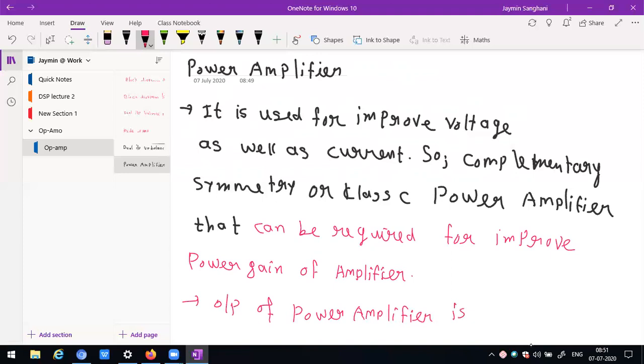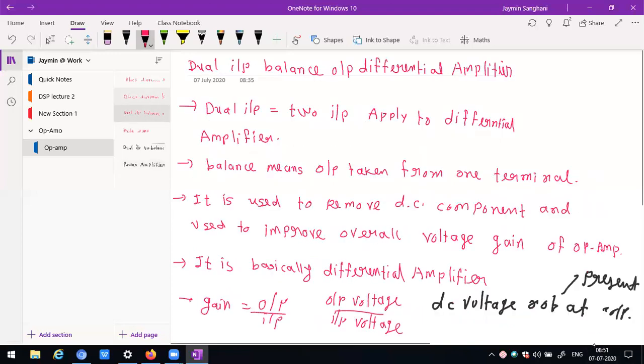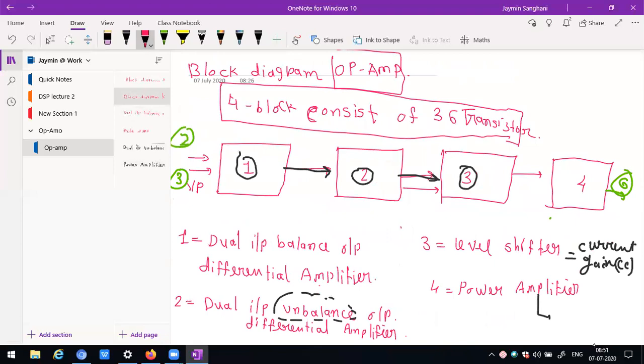The output of the power amplifier is the overall output of the system, the overall output of the op-amp. If I apply millivolts to the op-amp, then we can get output in terms of volts. Why? Because this signal is passed through four different stages. So this is the entire block diagram of the op-amp, or we can say the fundamental configuration and pin diagram that I have explained related to the operational amplifier.